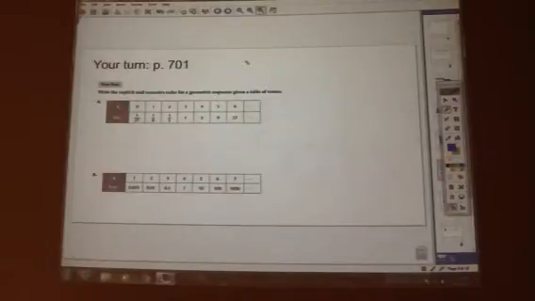Your turn, page 701. Write the explicit rule and the recursive rule for the geometric sequence. Okay, on the first one, what is A? What is the initial value? 1/27. What is the R, the common ratio? 3.